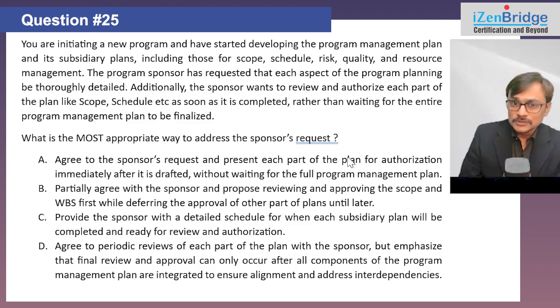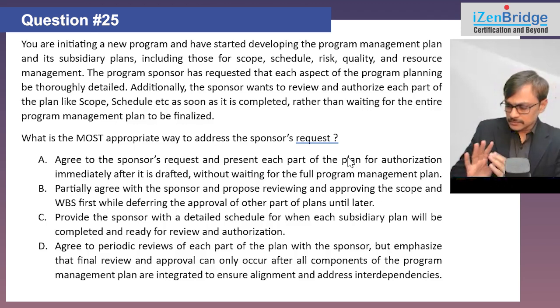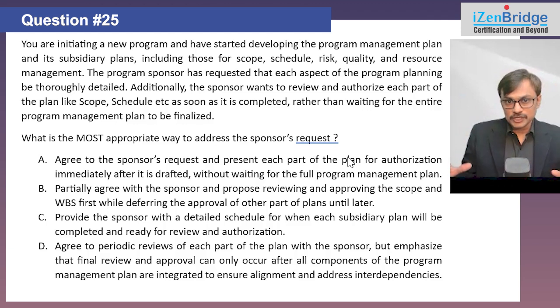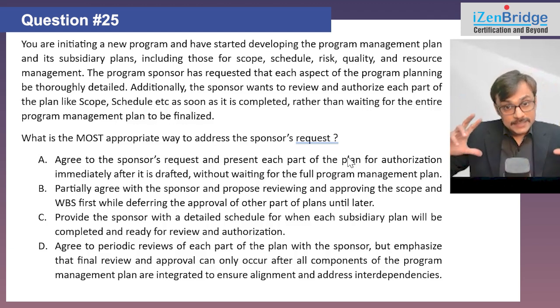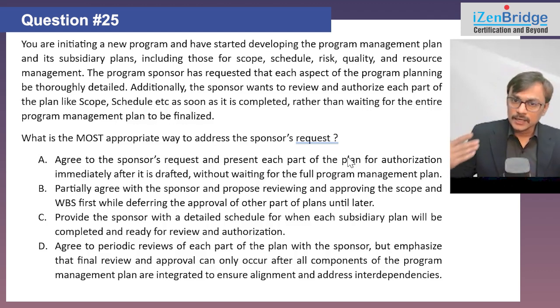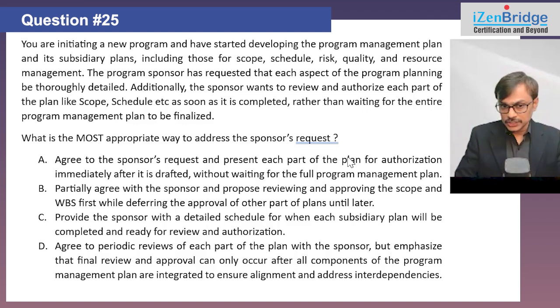So the question is about preparing the program management plan. There are various aspects of program management planning, and in order to get things done, the sponsor requests us to be more detailed and wants to do incremental review and approval. In general, incremental review and approval looks like a great idea if we think about a frequent feedback mindset. But when we are focusing on program management, the holistic view is also important and the strategic alignment is also important. So I can't just get carried away and say, let's do things in an incremental manner all the time. Let's see what the options are.